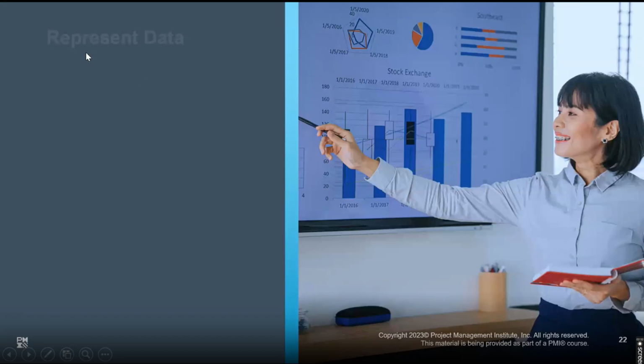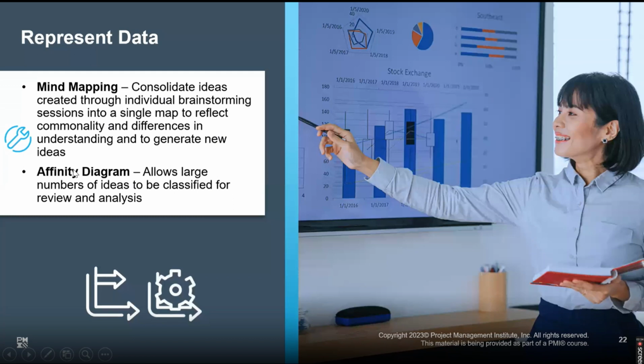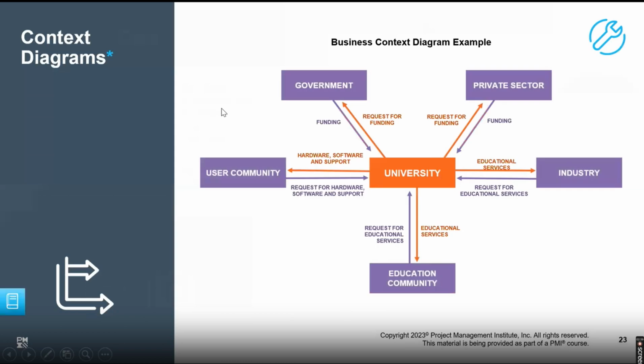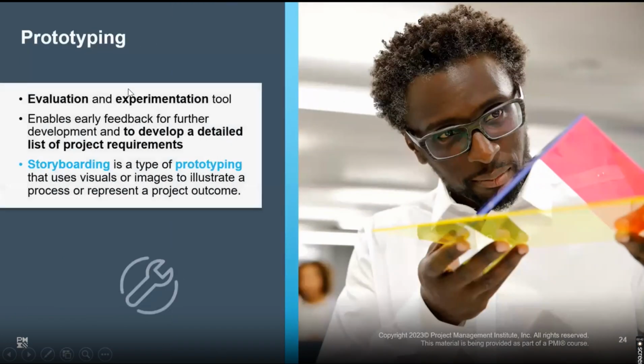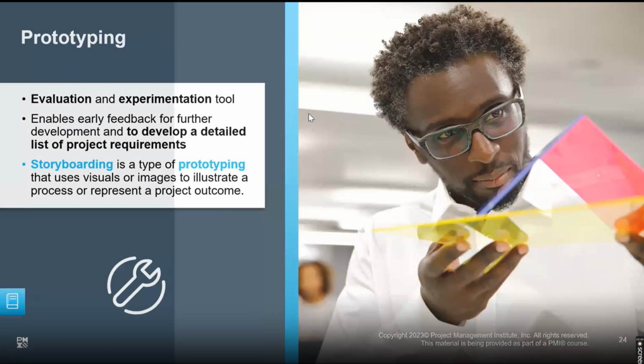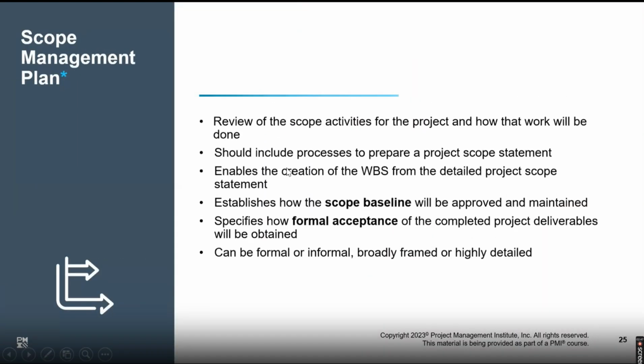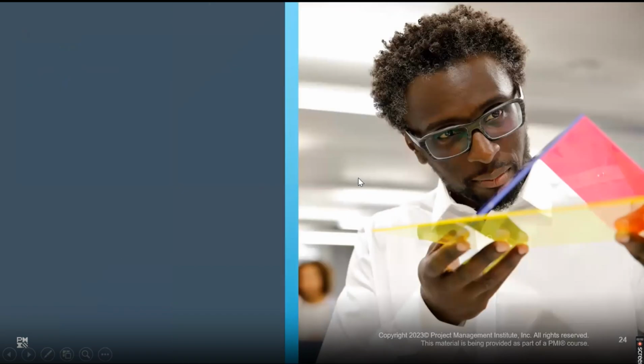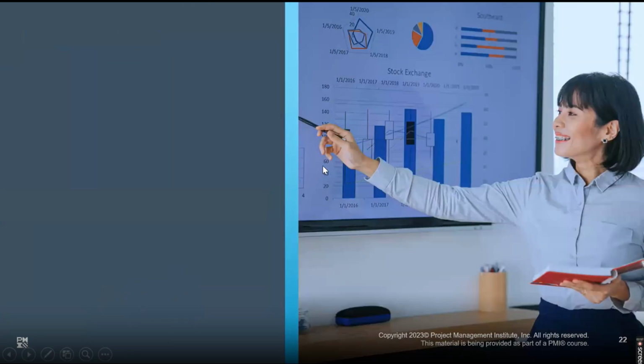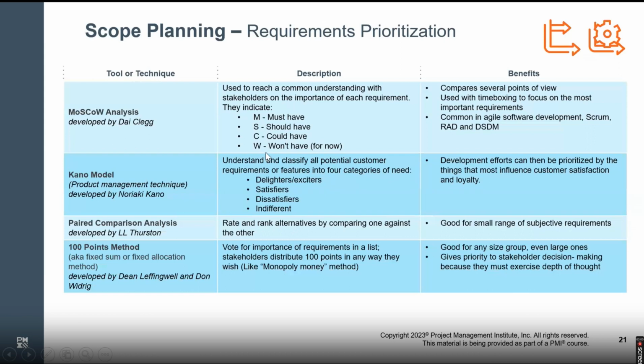But again, quickly, let's go through mind mapping, affinity diagram, the context diagram we talked about, and then the prototyping and the storyboarding, which was the last thing in the list. And then you have a scope management plan. So before we go to the scope management plan, let's go back and refer to that slide, the one which was a misfit. It should have come at the end, not in between the different examples. Ideally, it should have come after mind mapping. Anyway, it doesn't matter.